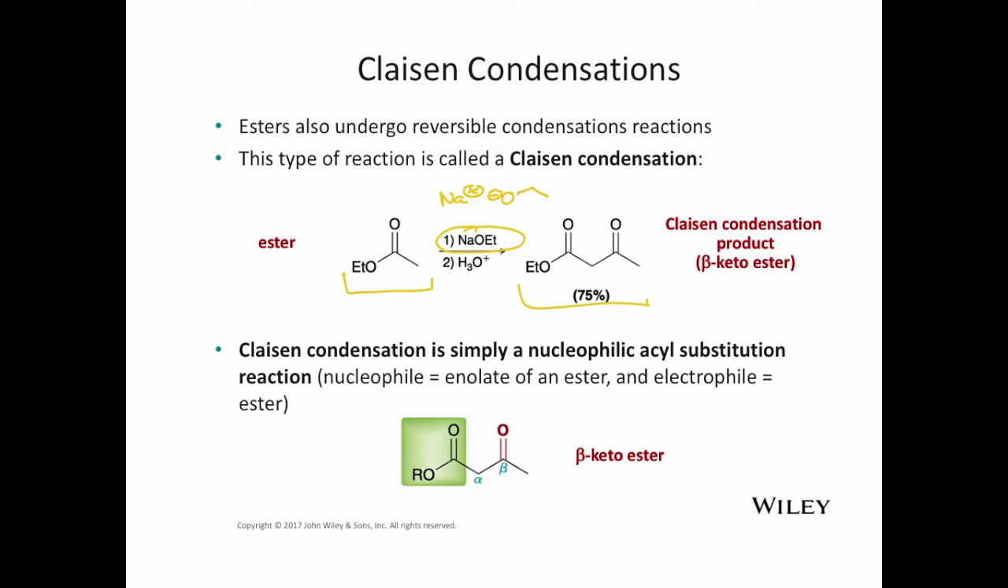So it's beta because we're referencing the ester group. Alpha would be right next door, beta would be one more over, so there's a ketone beta to the ester, hence beta-keto ester. And this reaction is simply a nucleophilic acyl substitution reaction where the nucleophile is the enolate of an ester and the electrophile is the starting ester itself.